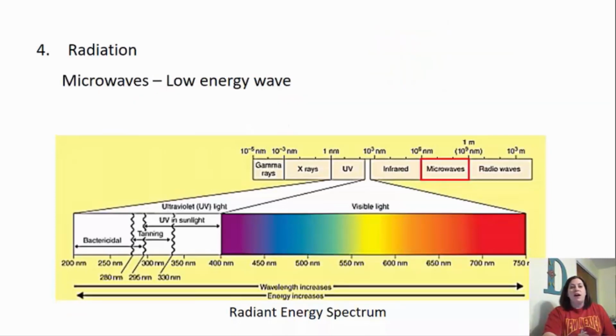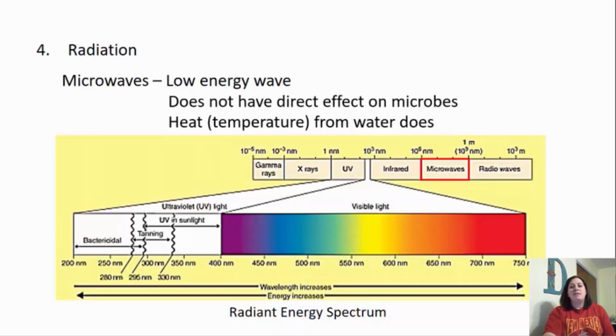Another type of the non-ionizing radiation are microwaves. Microwaves have a very low energy wave. It does not have a direct effect on the microbes, but the high temperature from the water does. When we microwave food and things like that, we're actually heating up the water molecules that are found in those substances. This is what causes that heat to happen, and that's one reason why it's really uneven when you have that heating and you have to kind of stir it up. This will also start to affect the microbes too, based on how much water is present.